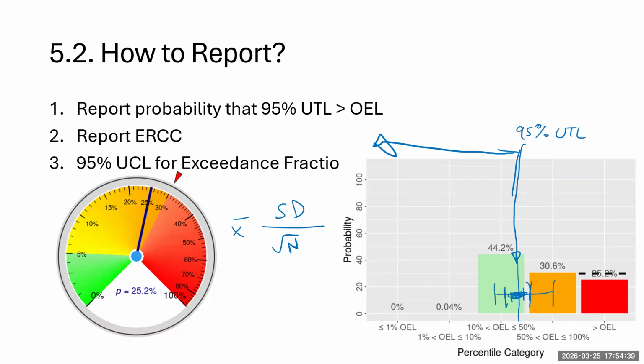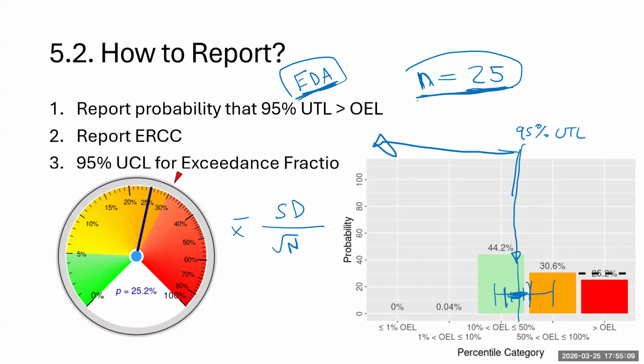Is there a limit on the number of samples? Around 25, you don't really need to use these tools, the exposure decision analysis. You can use more traditional statistics. Once the number of samples is around 25, then you can start to use other tools with some confidence.